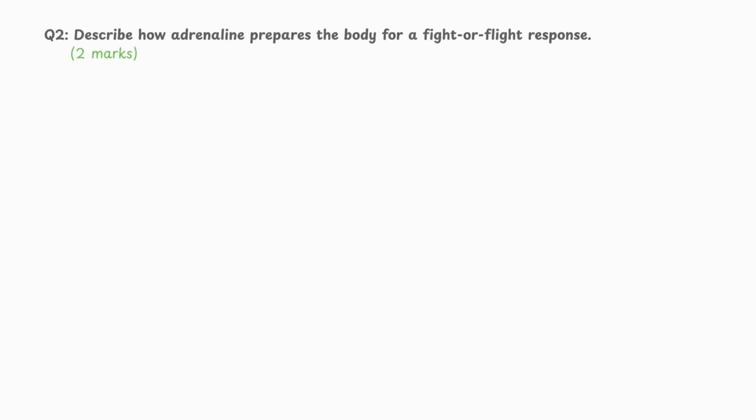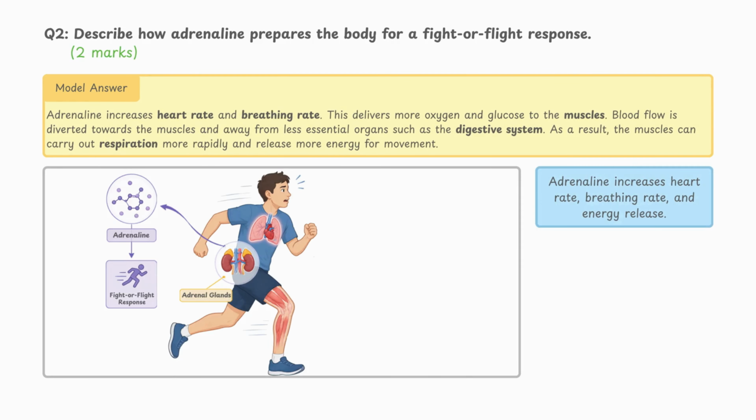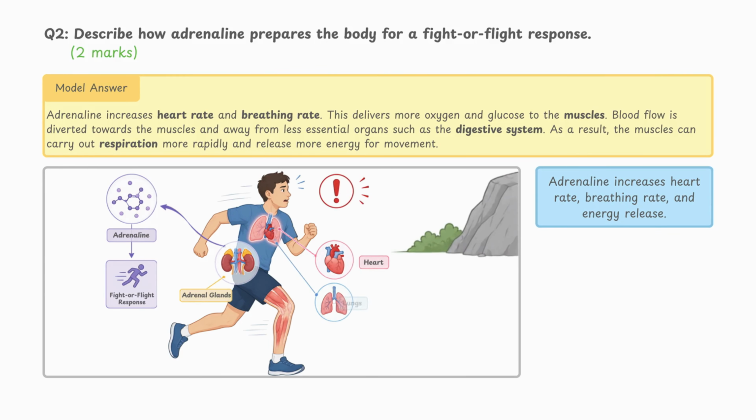Next question. Describe how adrenaline prepares the body for a fight or flight response. Adrenaline increases heart rate and breathing rate. This delivers more oxygen and glucose to the muscles. Blood flow is diverted towards the muscles and away from less essential organs, such as the digestive system. As a result, the muscles can carry out respiration more rapidly and release more energy for movement.